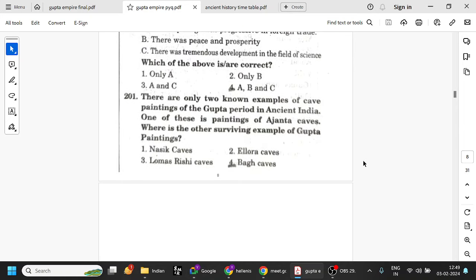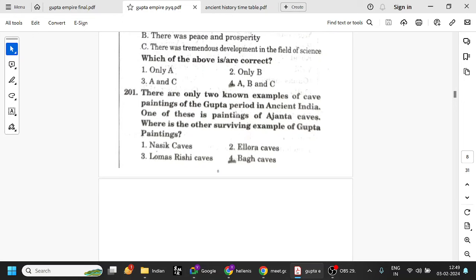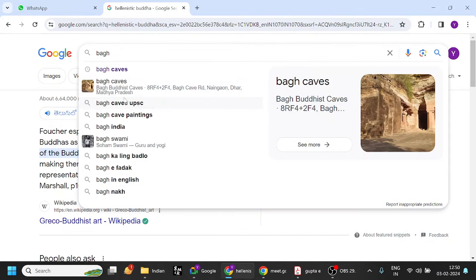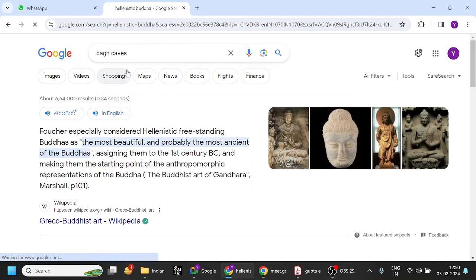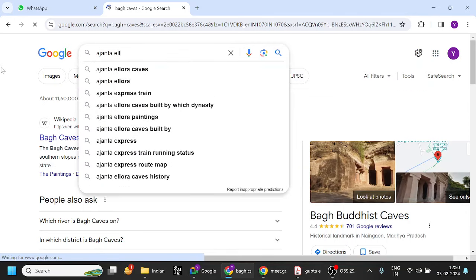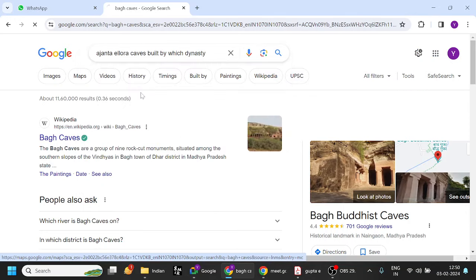There are only two known examples of cave paintings of the Gupta period. One of these paintings is Ajanta and the other is Bagh Caves. Try to remember that. Okay, Lomas Rishi, we have seen during the period of Mauryas. Nashik Caves in Maharashtra, Ellora, Ajanta in Maharashtra. Bagh Caves are also frequently asked. Let us see where they are. Bagh Caves are also in Madhya Pradesh. Okay, there are Buddhist caves here, you can see, in Madhya Pradesh. Ajanta, Ellora are in Maharashtra. Ajanta and Ellora. Built by which dynasty?